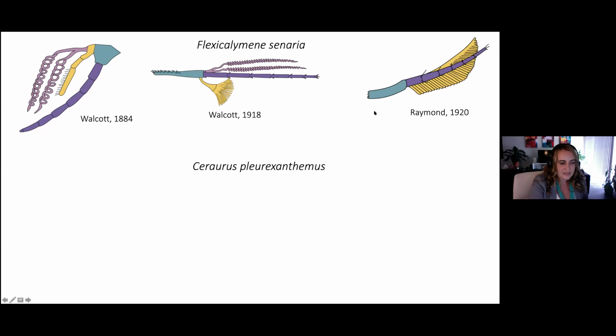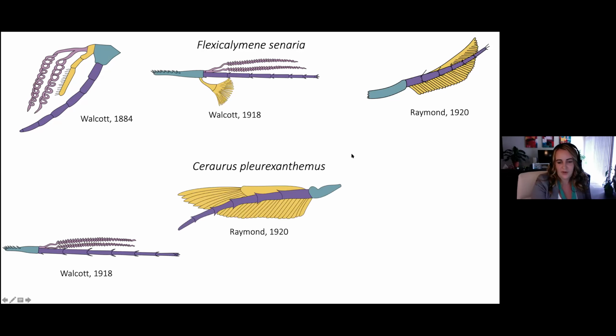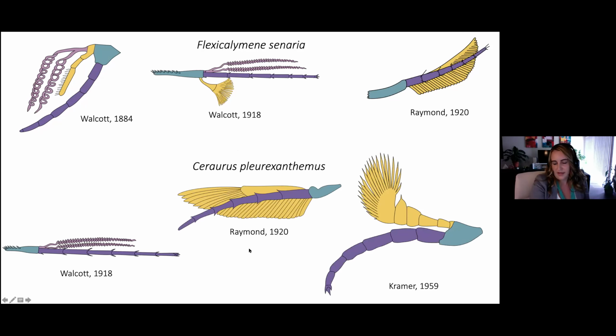If we look at Ceraurus, Walcott's 1918 version looks very similar to Flexicalymene, with the notable exception of no exopod. Raymond in 1920 also got rid of the spiral branchiae for Ceraurus and updated the exopod. And then by 1959, authors believed that the endites and the gnathobases were actually preservational artifacts. So here we have a completely smooth appendage and this funky looking exopod that has 6 podomeres and a big club at the end. So we can see that the morphology has been controversial and warrants some restudy.